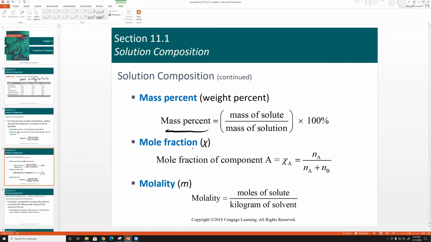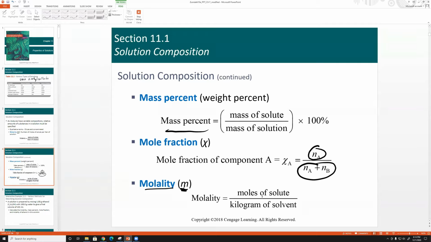You also have the mole fraction, which we've talked about when we talked about partial pressures and different things about gases. The mole fraction is the number of moles of one substance divided by the total moles in the solution. So again, it's a fraction. And then you have this one that we haven't talked about yet, and it is a new one called molality. So it's kind of like if you say molarity with a lisp, you say molality. So it's different, and it has a little m.